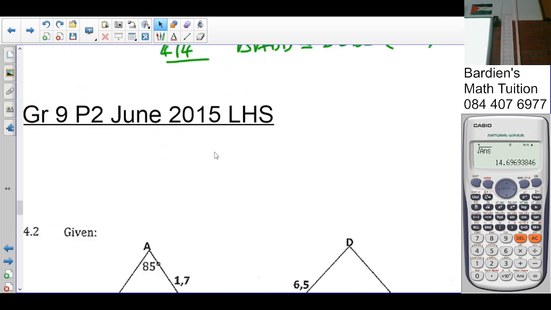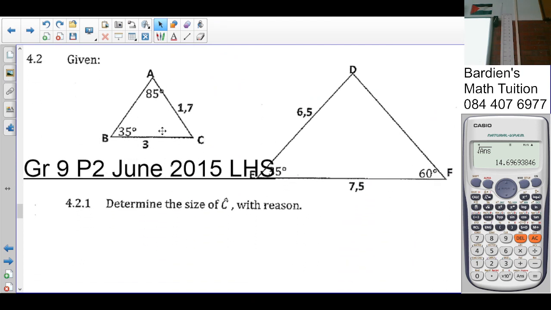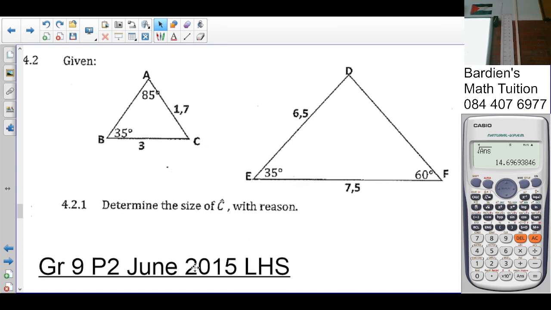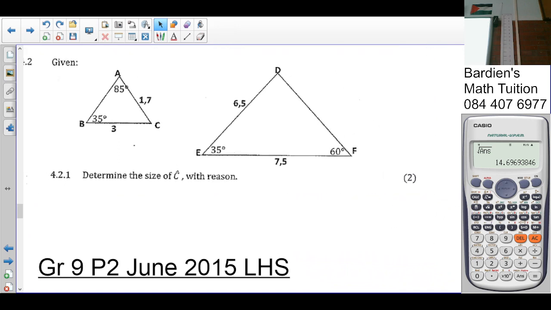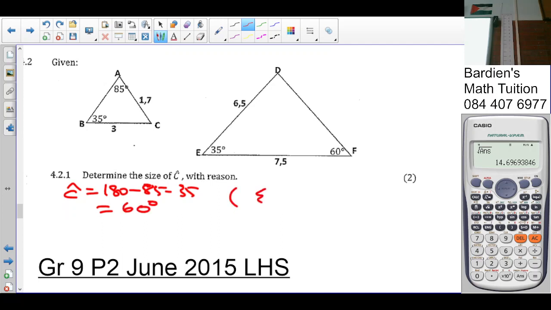Okay. The last question quickly. You are given, determine the angle C. So angle C is going to be 180 minus 85 minus 35. Work that out. Should get an answer of 60 degrees. Why? Sum of angles of a triangle, and it's triangle ABC. So that's 60. So what do you notice now? If you work out D, it will be 85.